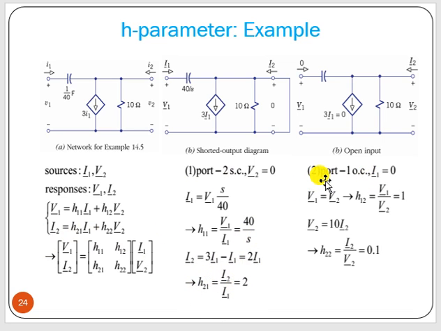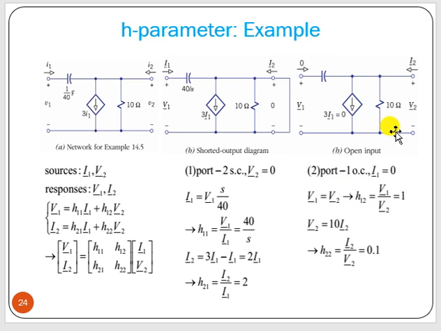Now we are making port 1 open circuited because we have to make I1 equal to 0. If we make I1 equal to 0, we can find out the H12 and H22 values. I1 equal to 0 means this current is 0. So what we can write, this V1 equal to V2. And H12 is nothing but V1 by V2. So if V1 equals V2 from this particular circuit, H12 equals 1.